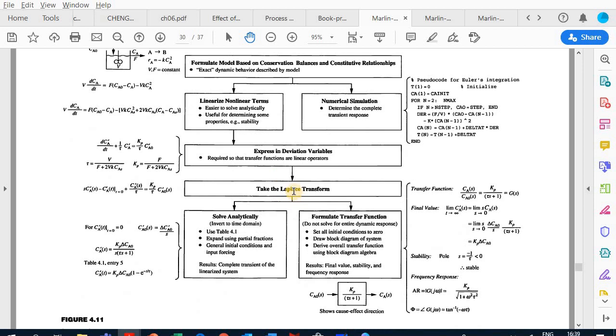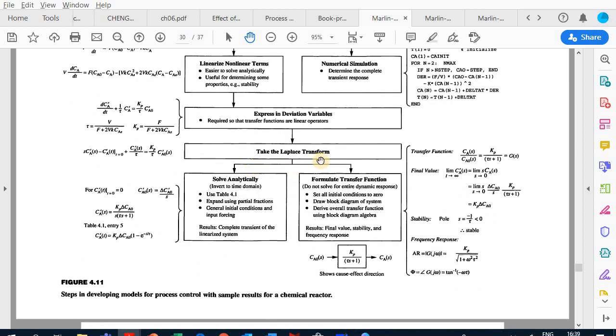And of course, we take the Laplace transform. And when you do the Laplace transform, now we can study the system. We have our transfer function. We can know the initial condition. We can draw the block diagram of the whole system. We can have the overall transfer function. And we can find the final value through the final value theorem. We can know the stability. And even study the frequency response, which you're going to study in process control.